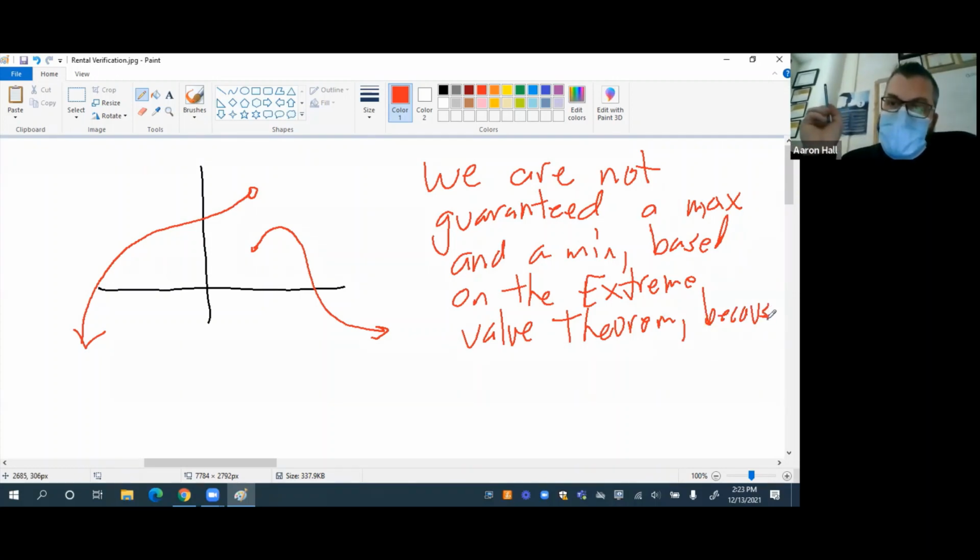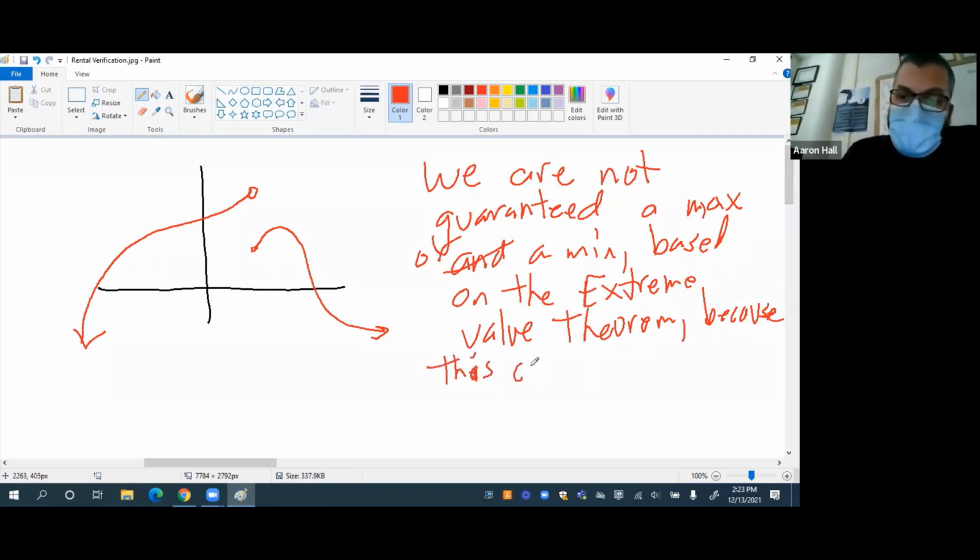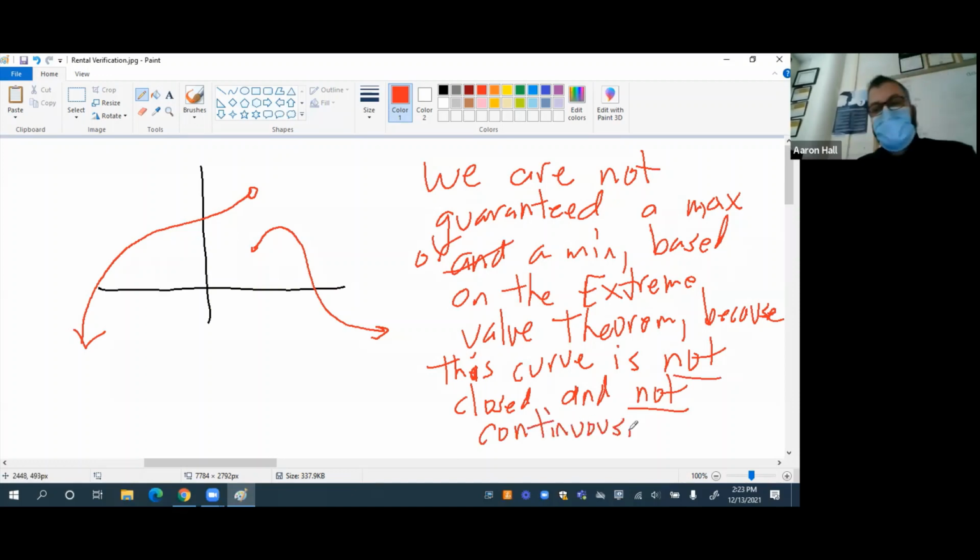So we are not guaranteed a max or a min based on the extreme value theorem because this curve is not closed and not continuous. Well, the extreme value theorem guarantees both. Okay. And so does it mean we don't have a max and a min?